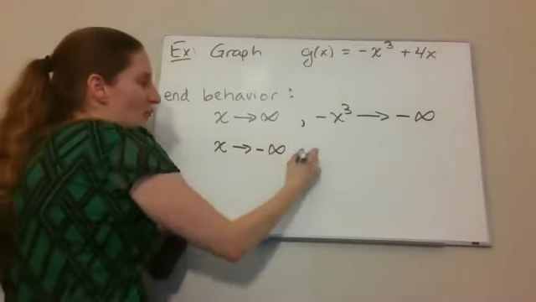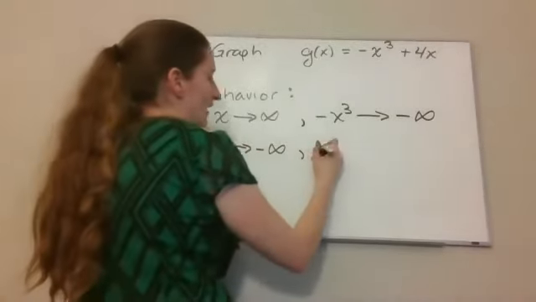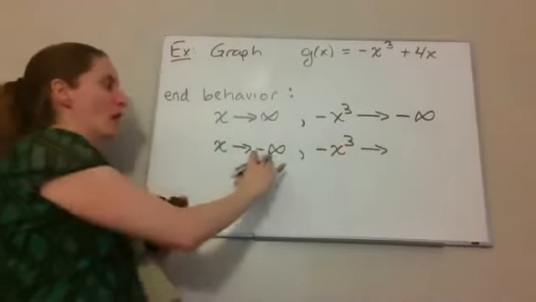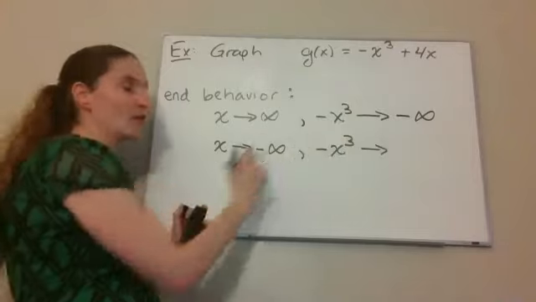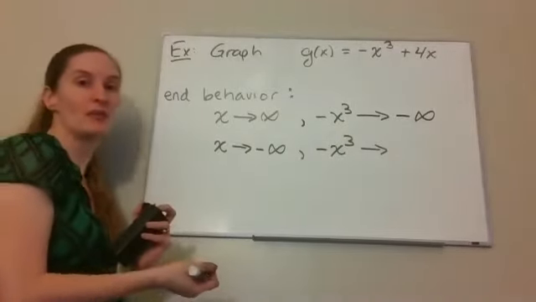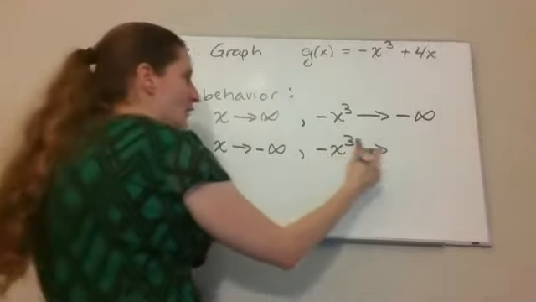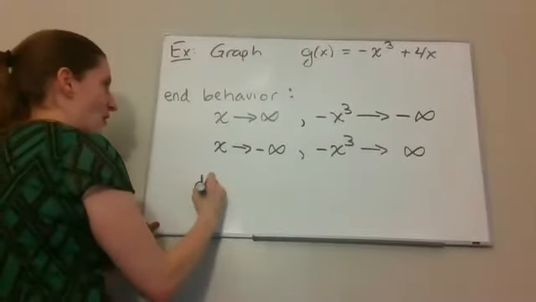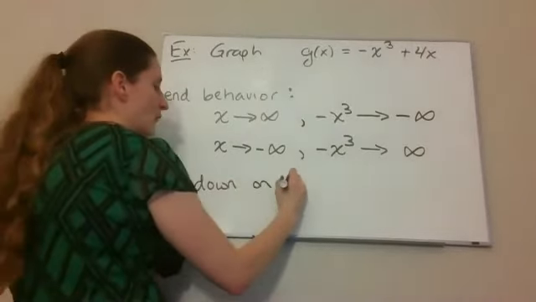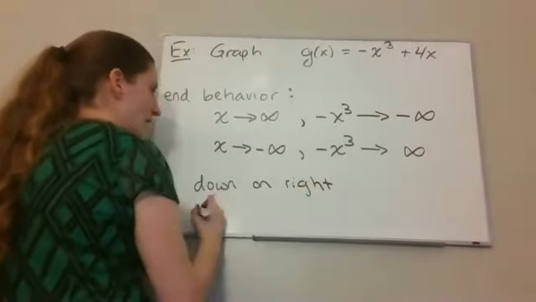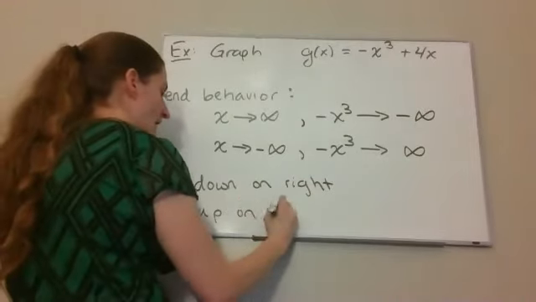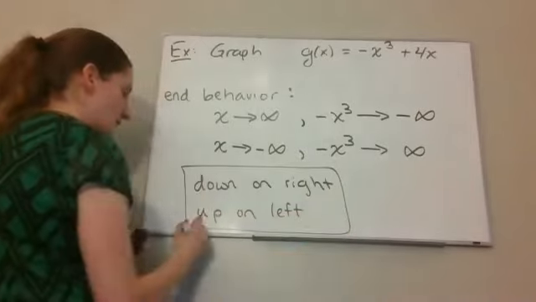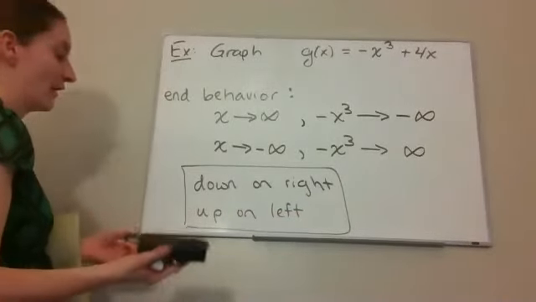When instead I have my x approaching negative infinity, what happens to negative x to the third? Well, a negative huge number to the third power would be a negative huge number, but then this extra negative makes it positive. So my end behavior is it's going down on the right side and up on the left side. So that gives me the very ends of the graph.